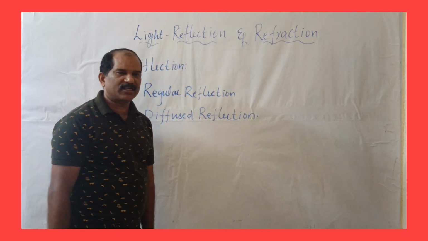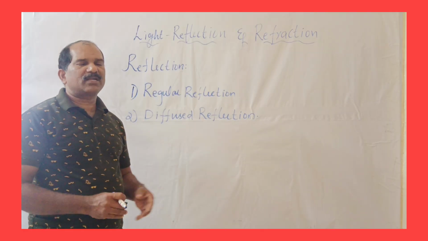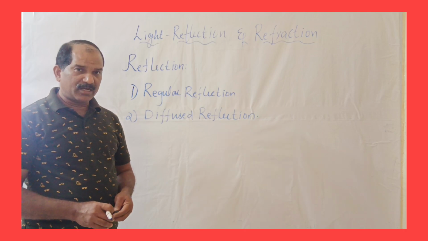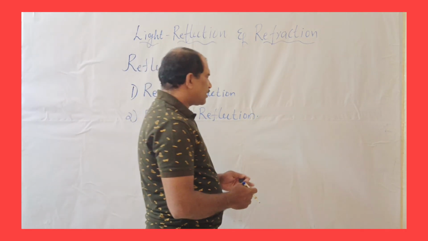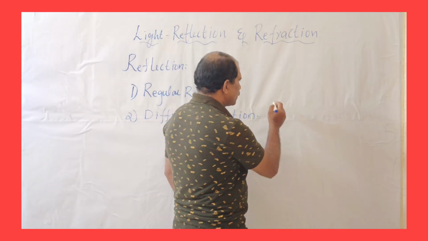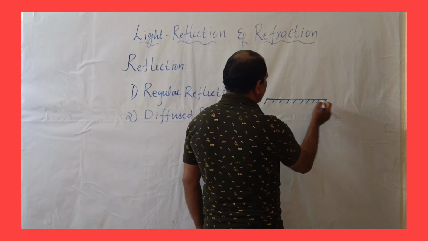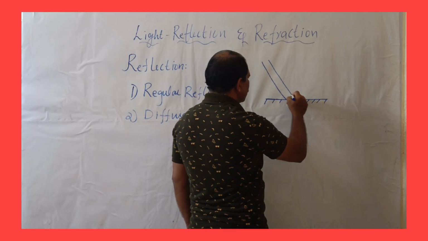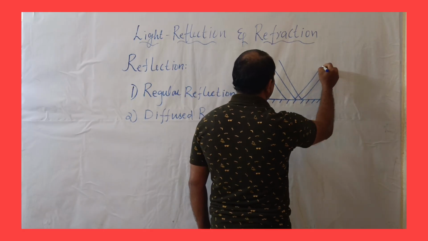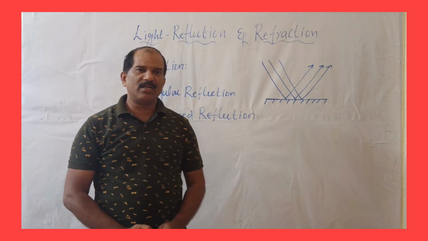So tell me, how many types of reflections do we have? Regular reflection and diffused reflection. Then what is meant by regular reflection? If light falls on a smooth surface like a mirror or water surface, the rays will go in a definite order. We call this regular reflection. Look at this mirror surface. If parallel rays fall on it, they will reflect back parallelly, in order. This kind of reflection is called regular reflection.